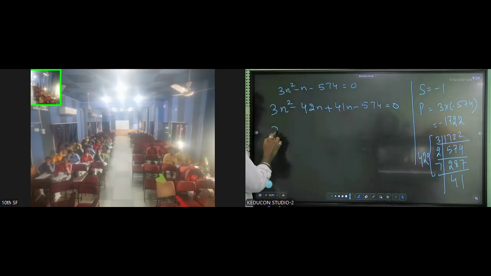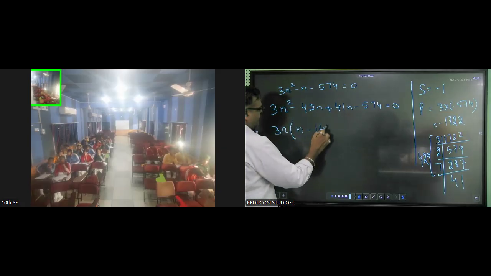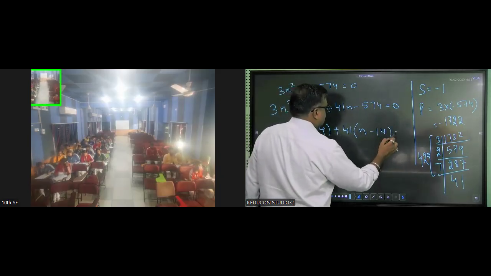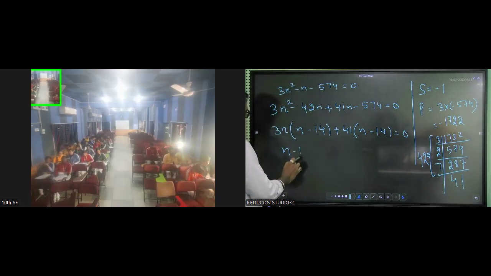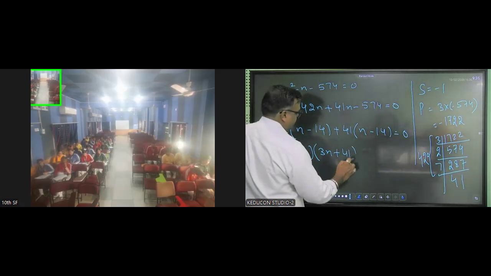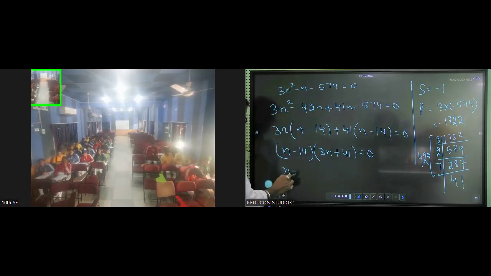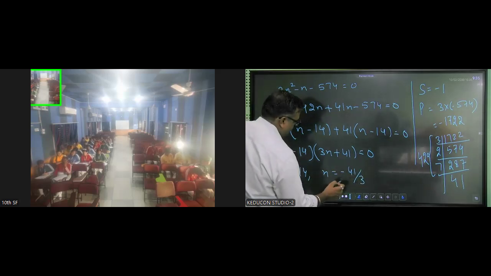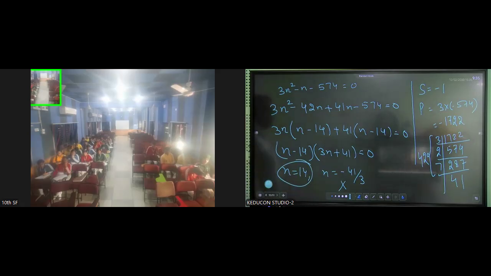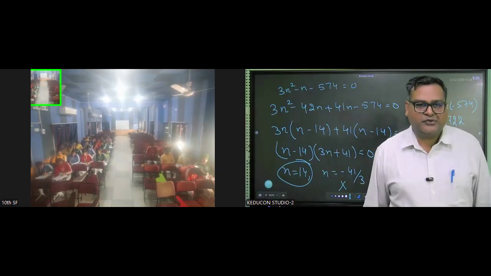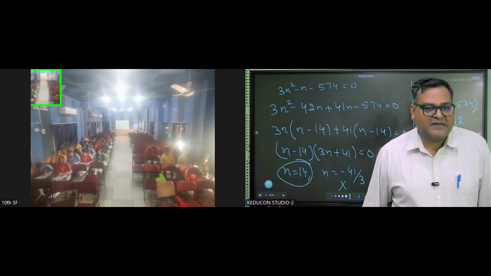So 3n will be common, n minus 14, and 41 will be common, right? So the factors are, students, n minus 14 and 3n plus 41. So n will be equal to 14 and n will be equal to minus 41 by 3. This is not possible. So the value of n is 14. Now you can find out an. Is this question clear to all of you? If yes, please raise your hand.